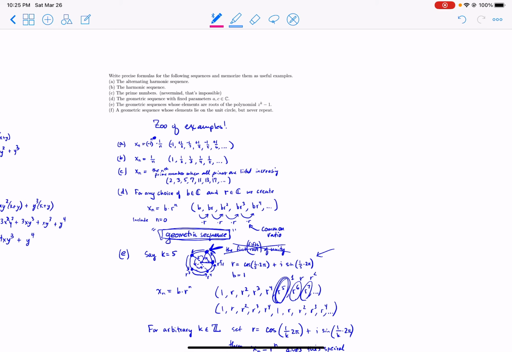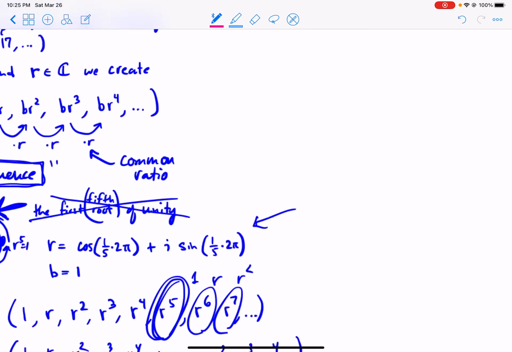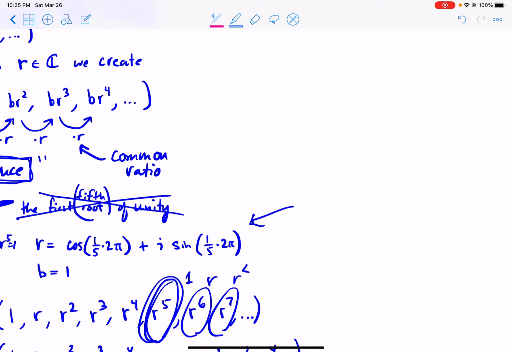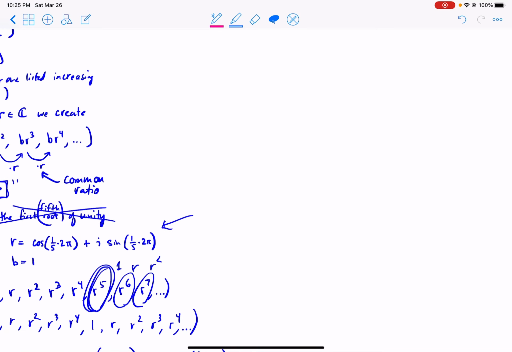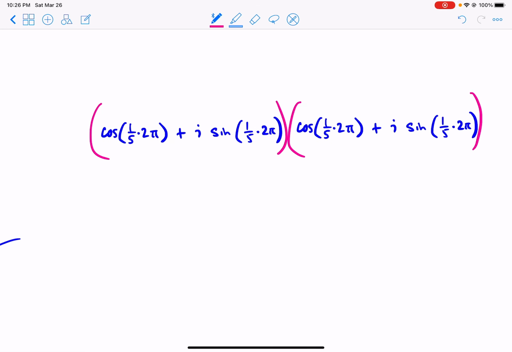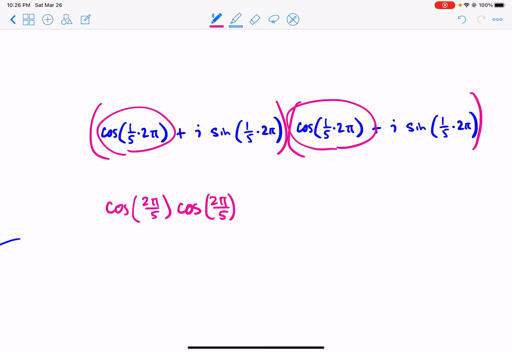Yeah. Let's look at this. Let's just take this number. I'm going to square it. If this is my number, I want to square it. What do I get? So let's multiply this number by itself. And what we'll get is a cosine of 2 pi over 5 times a cosine of 2 pi over 5. That's from this times this.